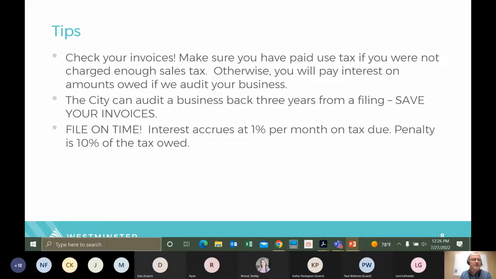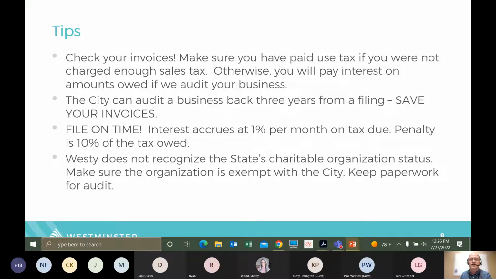File on time, again, interest accrues on any tax owed at 1% per month. We can waive penalty, but after a certain amount of time, we won't. But for these first few returns, don't worry. We don't like to charge you penalty while you're getting situated.